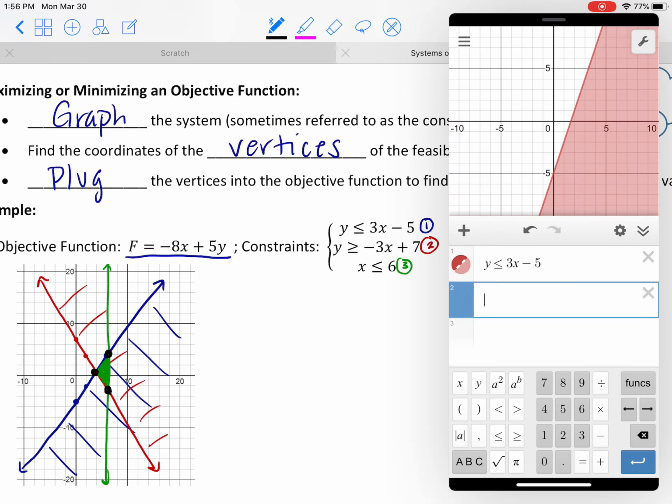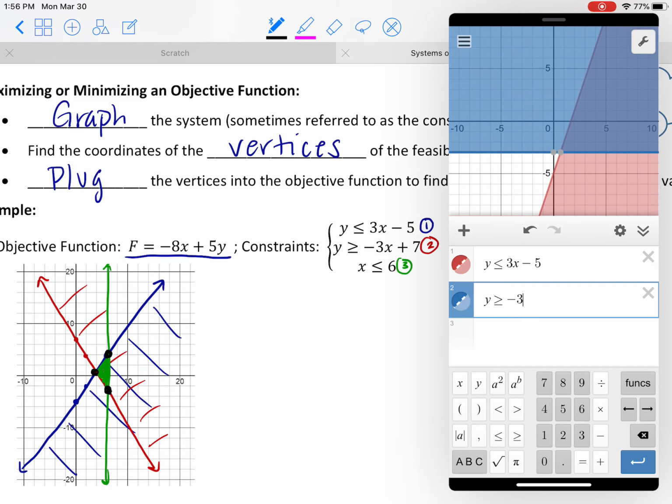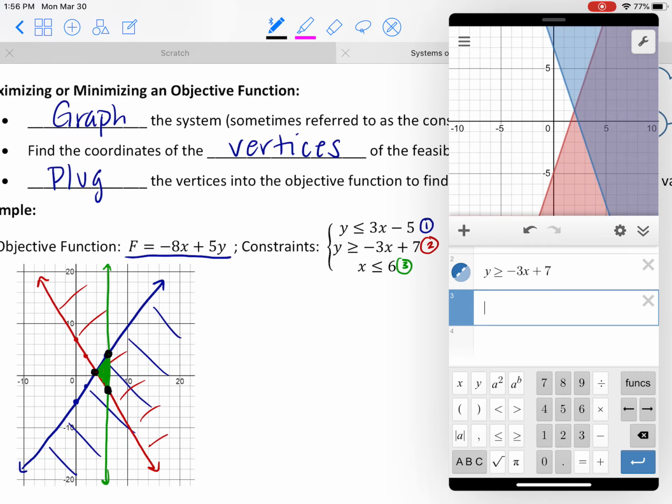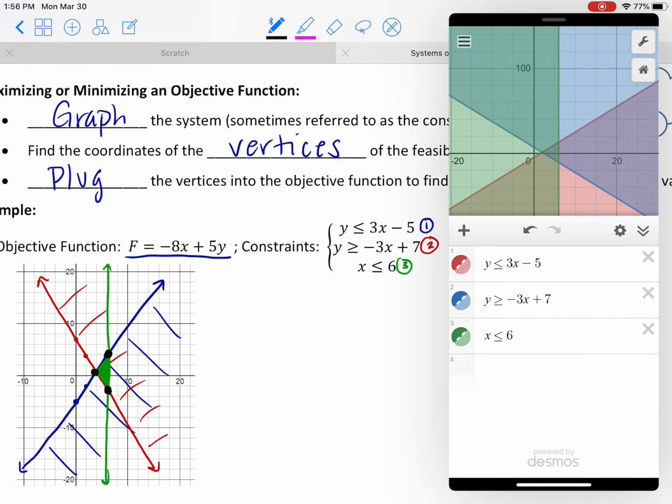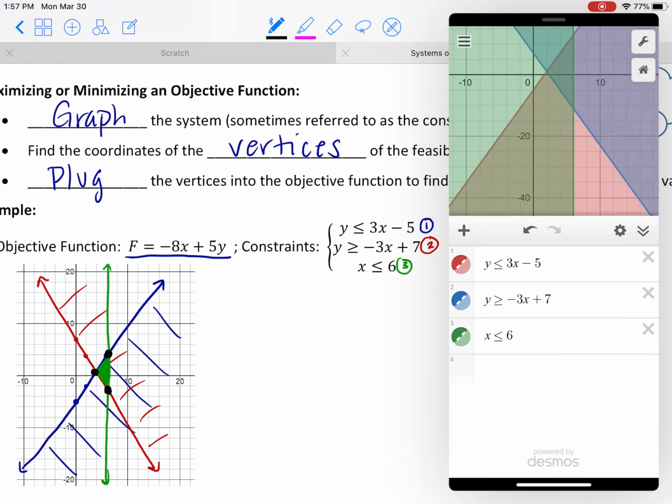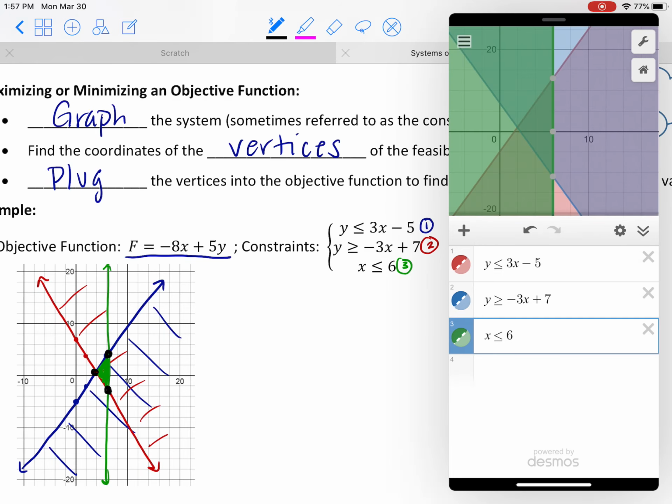So we have y less than or equal to 3x minus 5. We have y greater than or equal to -3x plus 7. And then we have x less than or equal to 6. And we can see that we get that same sort of, well, I zoomed out quite a bit, that triangular shape that we had on our paper.